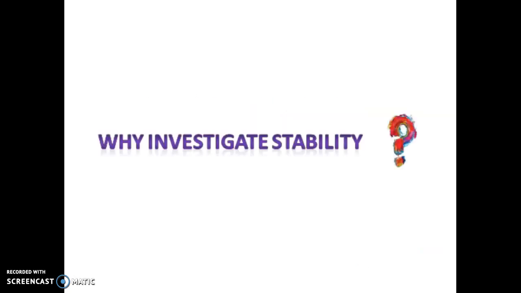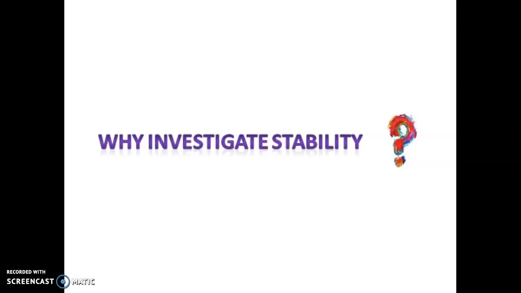So Routh-Hurwitz criterion is a method to determine the stability of the system. So why investigate stability? That is the first question, right? The most important issue is to design a control system, right? When you are designing a control system, you should know whether that system can be controllable or not based on its stability criteria, right? That is the first reason.